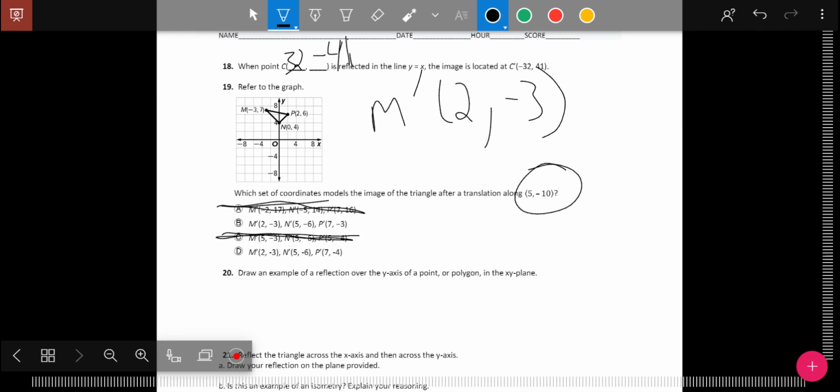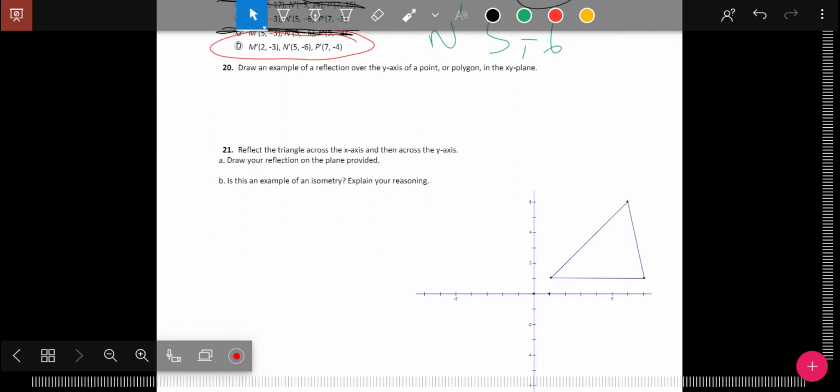All right? And then I go N image. 0 plus 5 is 5. 4 minus 10 is negative 6. Well, they both stayed that. And so now we go P image. P, 2 plus 5 is 7. 6 minus 10 is negative 4. And so this one ends up being correct. D.